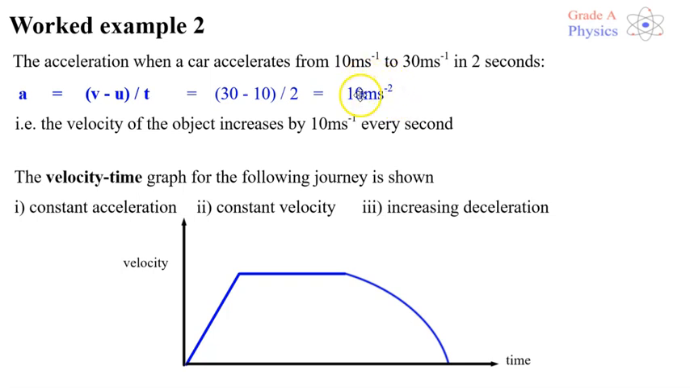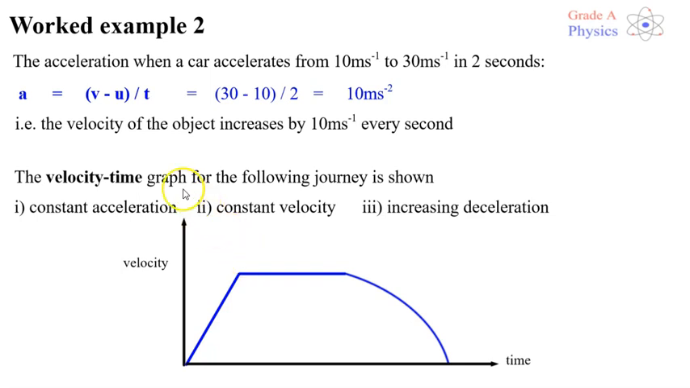So take a note of the units here. Different to velocity, that was m s to the minus 1, meters every second. Meters per second squared means that every second the velocity is increasing by 10 meters per second. So we could think of this as 10 meters per second per second. So that s to the minus 2 means we're dividing by s squared.